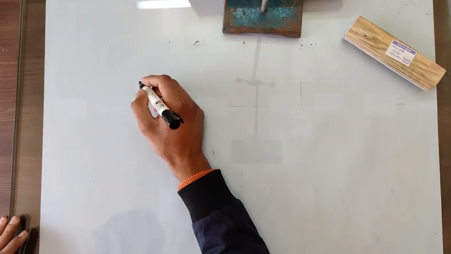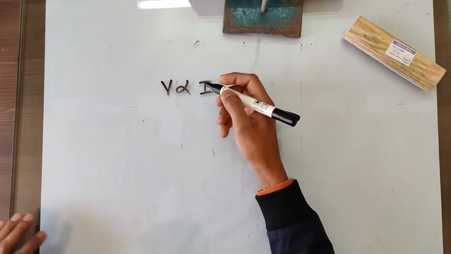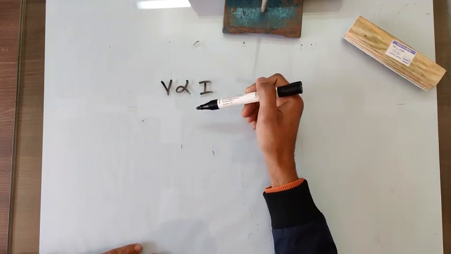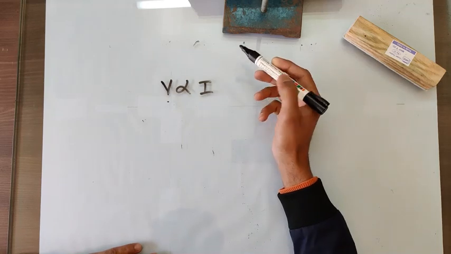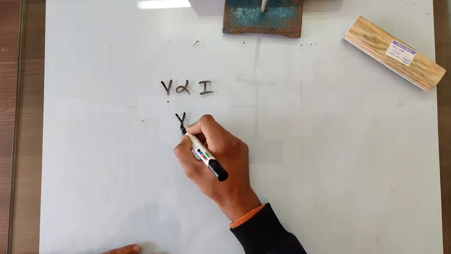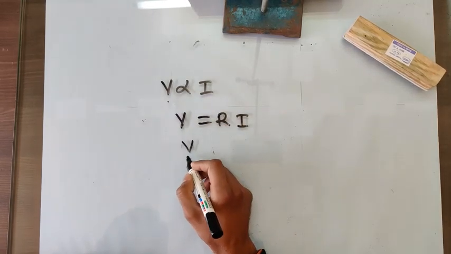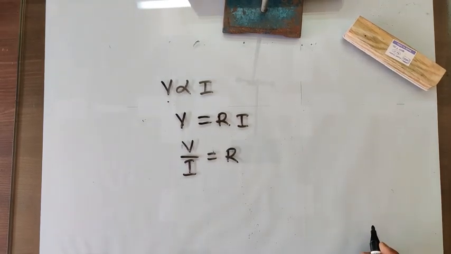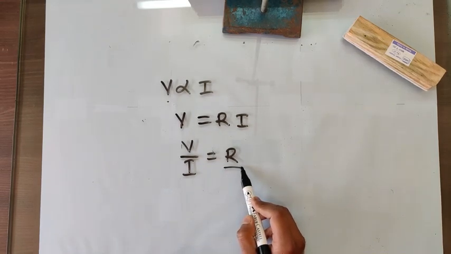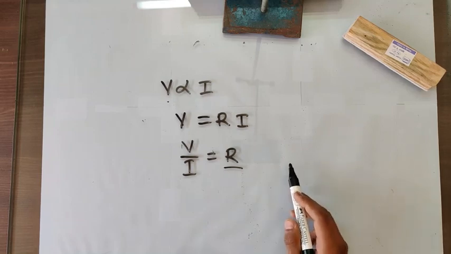We already know the general form of Ohm's law, which is V is directly proportional to I. It is stated that the potential across the conductor is directly proportional to the current at a constant temperature, where this proportionality is replaced by R. This R is known as the resistance of the conductor. So actually, resistance is the property by virtue of which a conductor opposes the flow of charge through it.